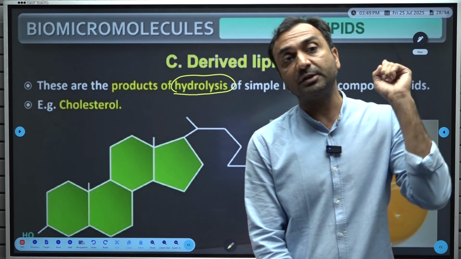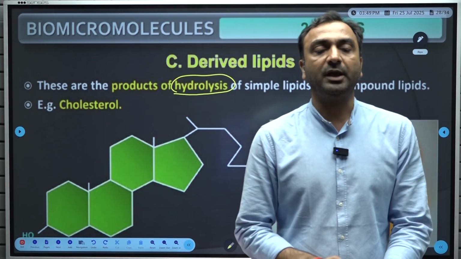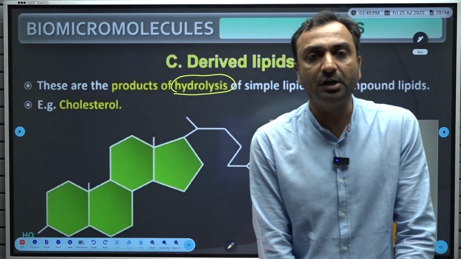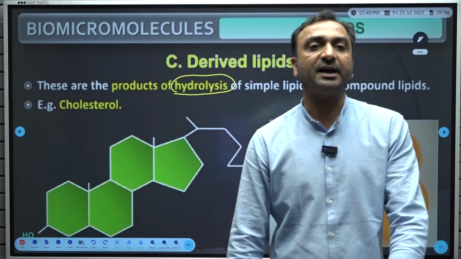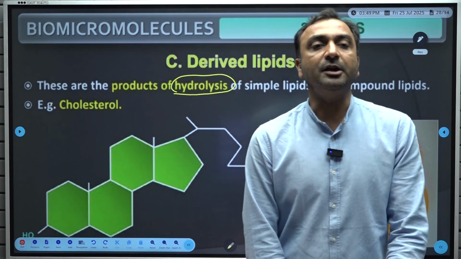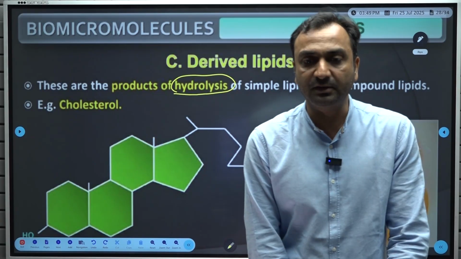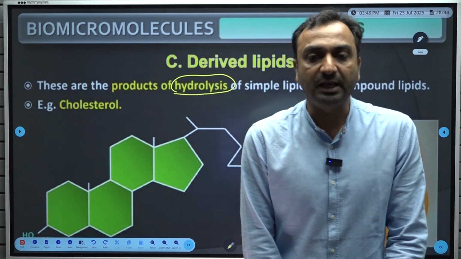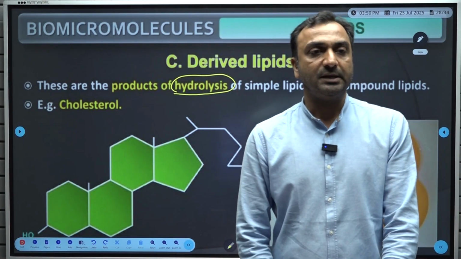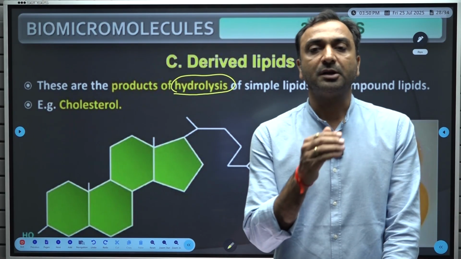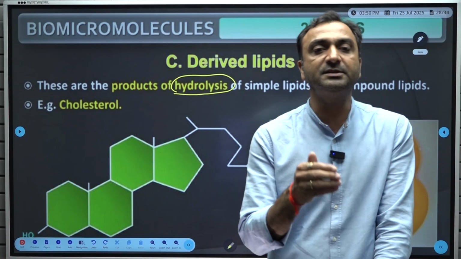Okay, now comes why you have to derive, why do you have to make derived lipid? Okay, you must have heard the word hormones, right? Hormones are the chemical structures which are controlling and coordinating your physiological functions and metabolism. The hormones of your body are responsible for control and coordination of your normal physiological functions and your metabolisms.